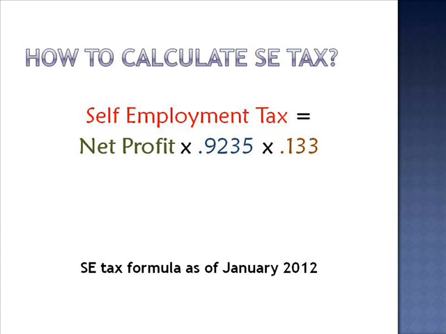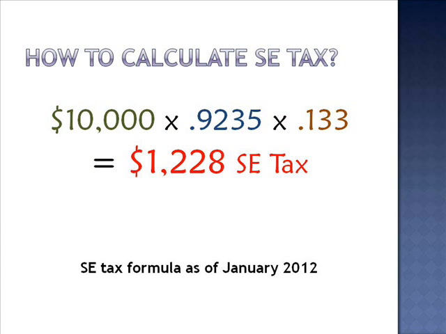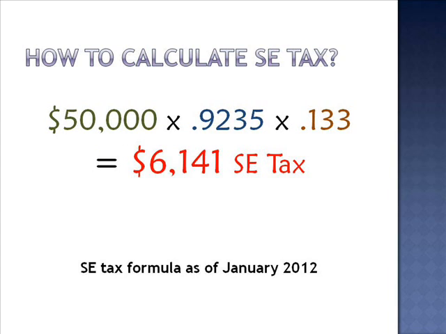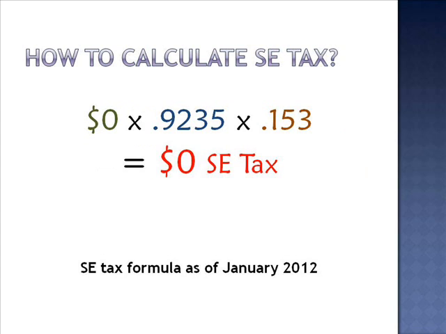For example, if you earn $10,000 in self-employment income in 2011, you will pay approximately $1,200 in self-employment tax. Likewise, if you earn $50,000, you will pay just over $6,100 in self-employment tax. In the event that a company has expenses greater than its revenues, a net loss, no self-employment tax is due.